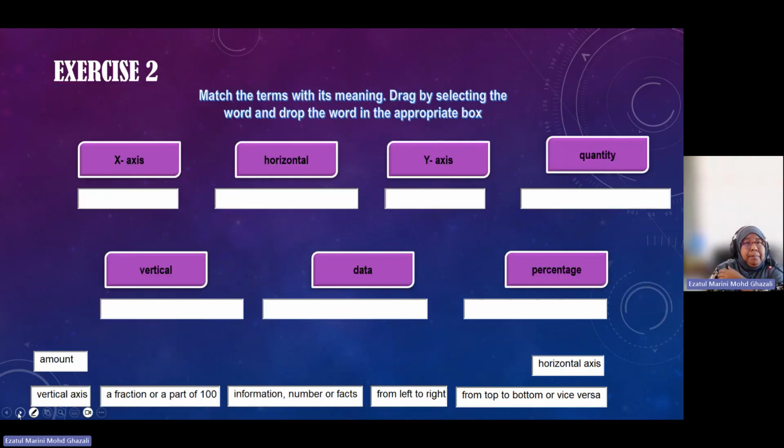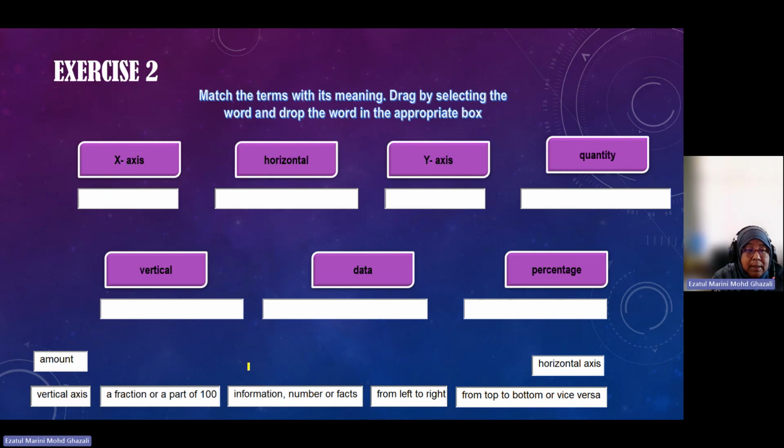Okay, next. We'll talk about some parts of the graphs and charts. So we also talk about some terms in graphs and charts. So let's try this exercise to check on our understanding and also our memory on what is being discussed just now.